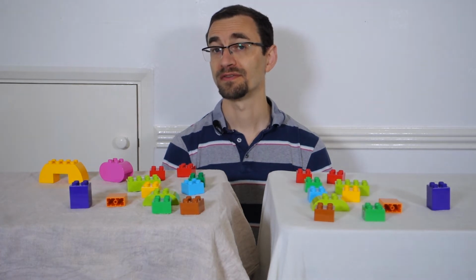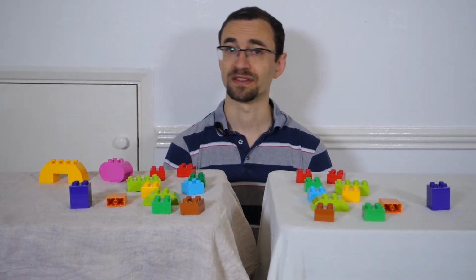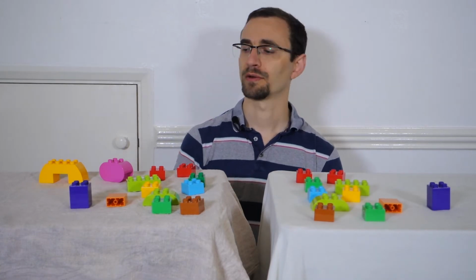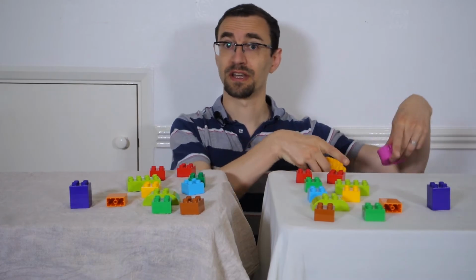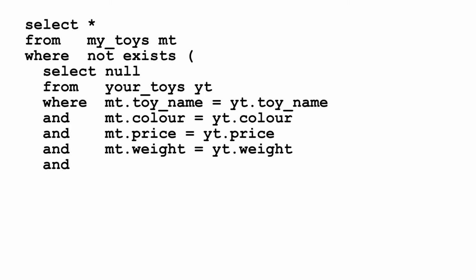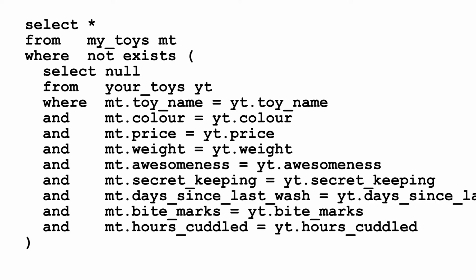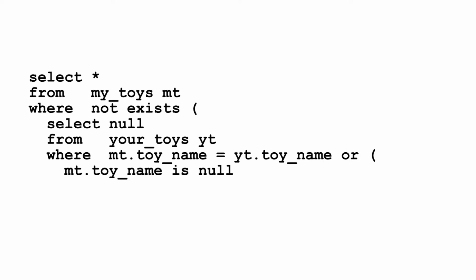Another common reason for using set operators is to find all the rows from one table that aren't in another. For example, say I want to find all the bricks that are in this table, but don't exist in the other one. You could do this with not exists, joining all the columns from the first table to the second in the subquery. But this is tedious if the tables have more than a couple of columns. And null gets in the way again. If any of the columns could be null, you need to ensure you're handling this correctly.